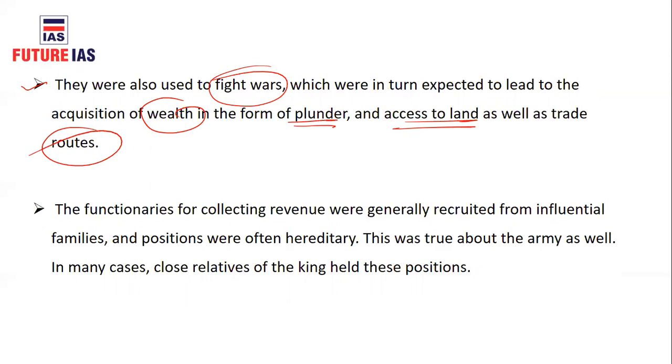All right. And there were functionaries who were involved in the collection of such revenues. These functionaries were basically recruited from influential families, right? And many such positions were often hereditary, meaning baap ke baad beta banega, so that is hereditary. That means after the father, the son will inherit the position. So this was true about the army as well, right? Even close relatives of the king held these positions under the king's empire.